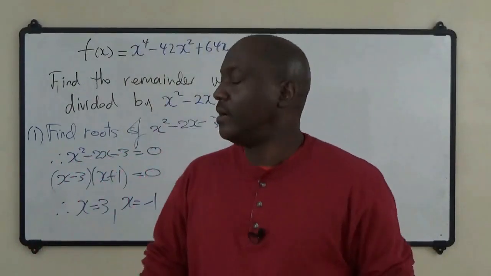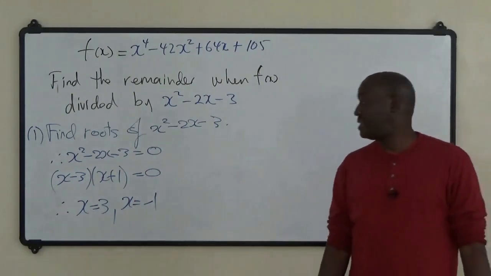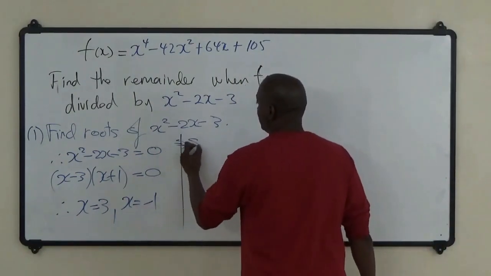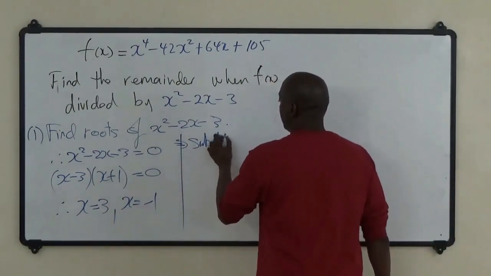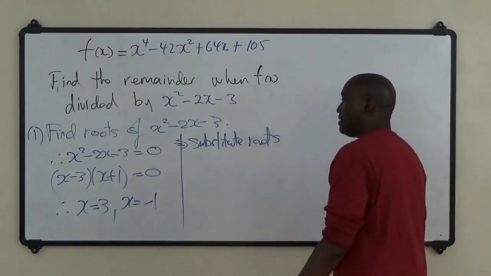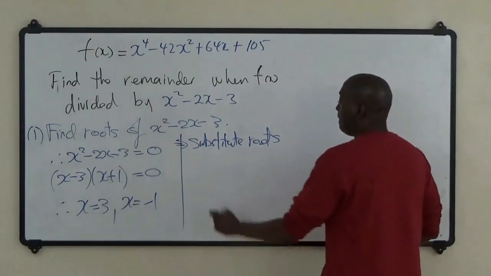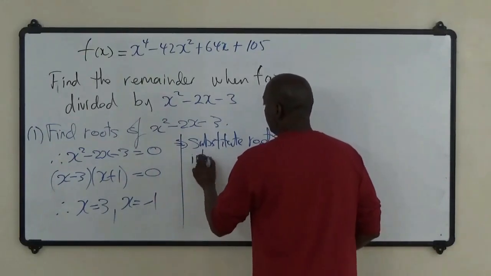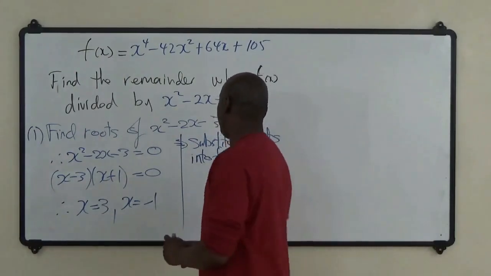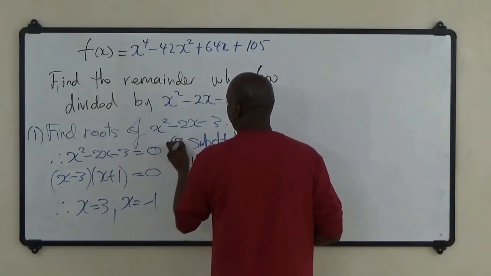Right? So we have 2 roots of the divisor. The roots are x equals 3 and x equals minus 1. So just as we did in the previous question, we substitute the roots, and again, for the purpose of demonstration, we will use both roots just to show that we will get the same remainder, into f of x. That is step 2. So this is step 1. This here is step 2.